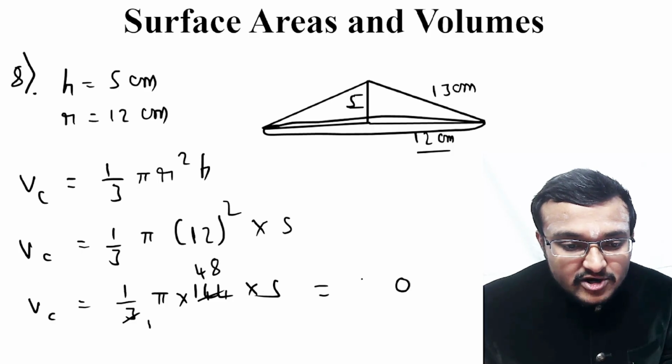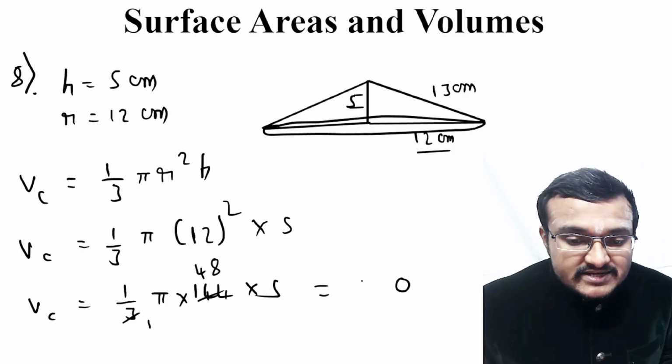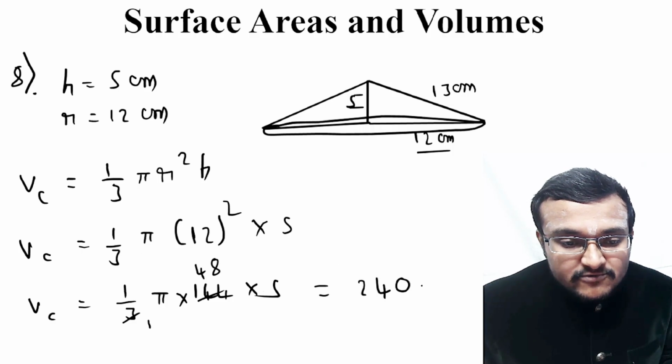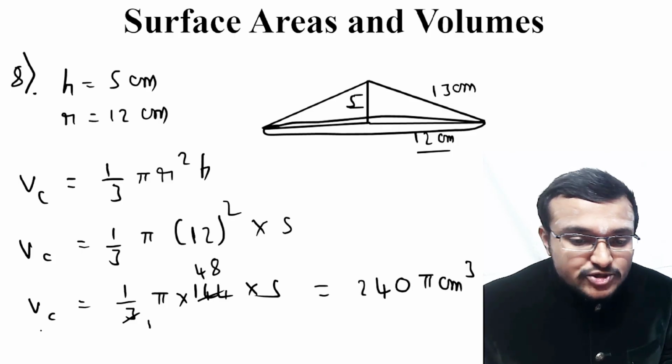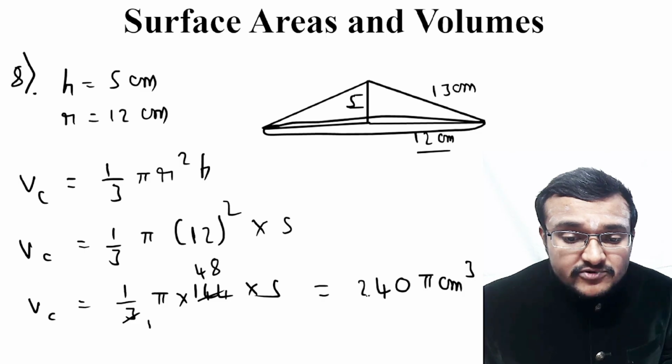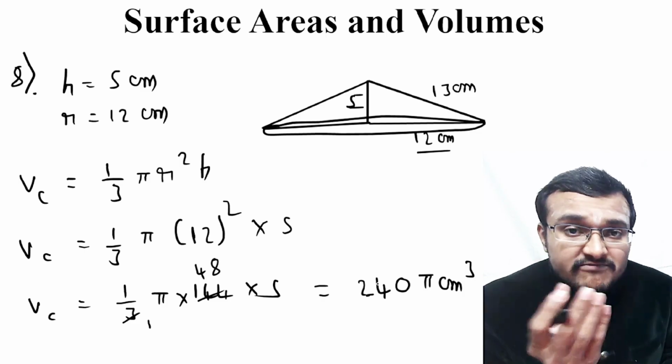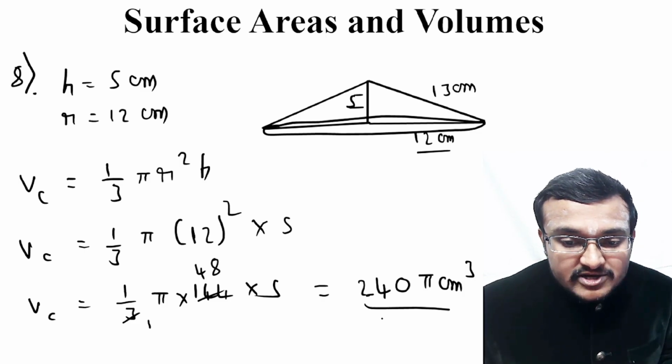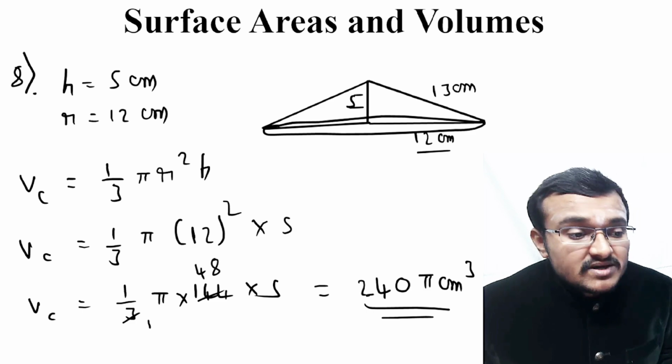So 8 fives are 40, 4 carry, 4 fives are 20. So 20 plus 4 is 24. So 240 pi centimeter cube. So now if you revolve this triangle along 5 centimeter, you got 240 pi centimeter cube as the volume.